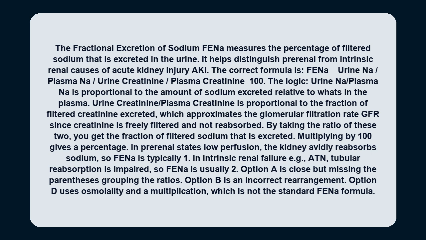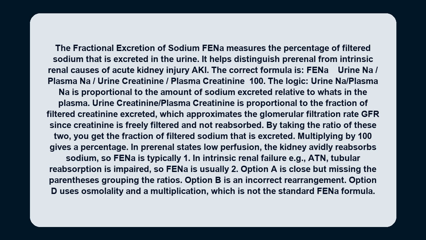The logic: urine Na / plasma Na is proportional to the amount of sodium excreted relative to what's in the plasma. Urine creatinine / plasma creatinine is proportional to the fraction of filtered creatinine excreted, which approximates the glomerular filtration rate (GFR), since creatinine is freely filtered and not reabsorbed. By taking the ratio of these two, you get the fraction of filtered sodium that is excreted. Multiplying by 100 gives a percentage.